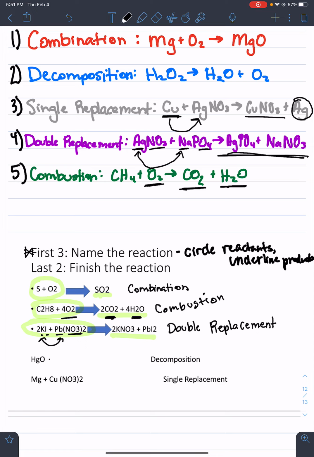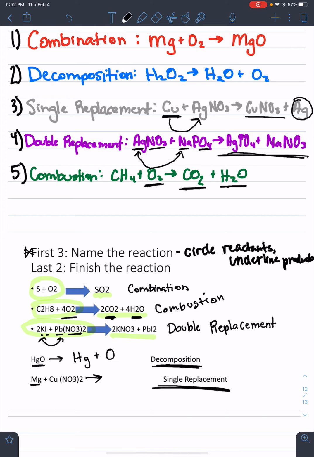All right, now for this one, we need to figure out what's going to go on the other side of the arrow for these last 2. So some of your assignments look like this. I give you the reactants and I tell you what kind of a reaction it's going to happen, and you have to write down what the products will be. So if I have HGO and it's doing decomposition, we know up here you can see decomposition means one thing breaking down into 2 things. So we have HGO, it's going to break down into 2 things. So Hg plus O.